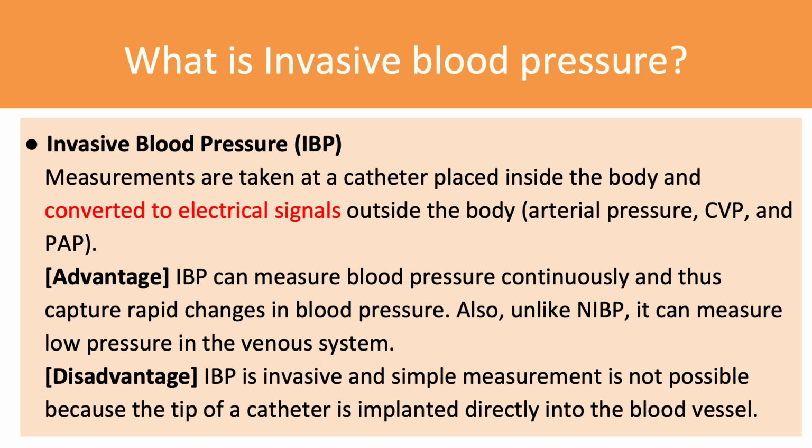Invasive blood pressure, IBP, is measured from a catheter implanted in the body and converted to an electrical signal outside the body. The advantage of IBP is that it can measure blood pressure continuously and is able to capture sudden changes in blood pressure. Also, unlike non-invasive methods, it can measure low pressure in the venous system. The disadvantage of IBP is that the tip of the catheter is implanted directly into the blood vessel, making it invasive and not easy to measure.